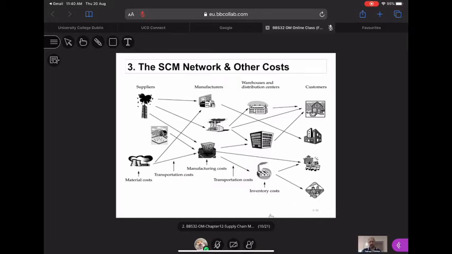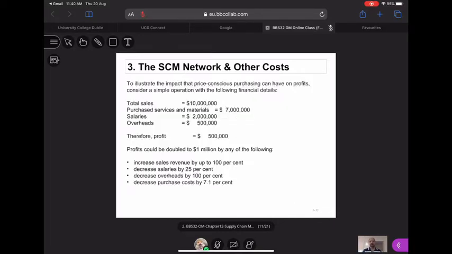To illustrate how companies can save costs, let me use one example. To illustrate the impact that price-conscious purchasing can have on profit, consider a single operation with the following financial detail. Okay, this is just a single operation only, don't think of too big.